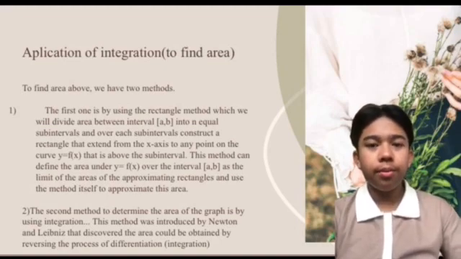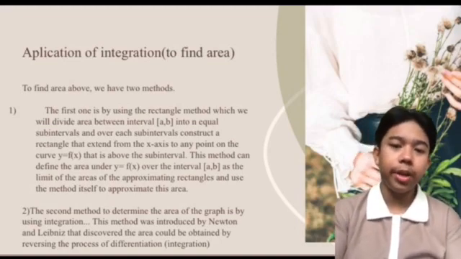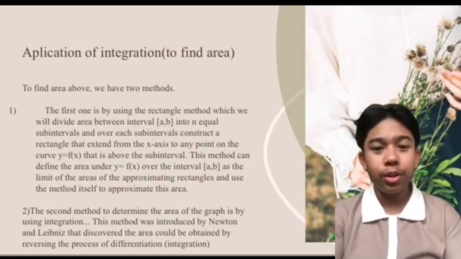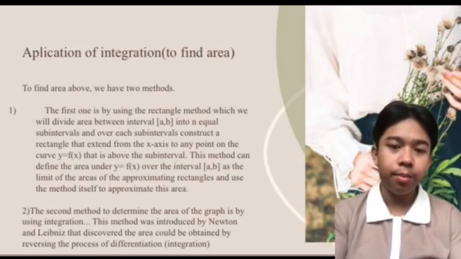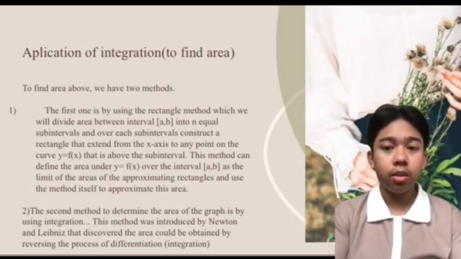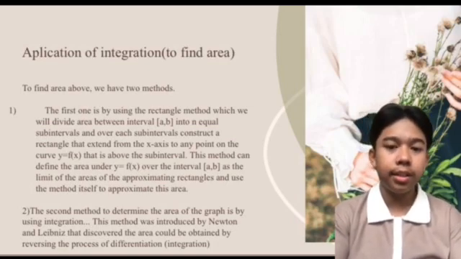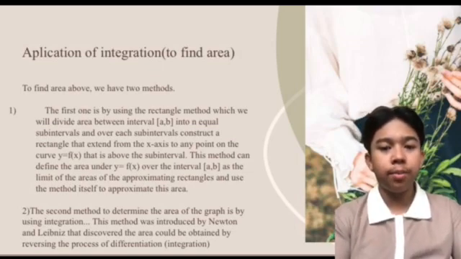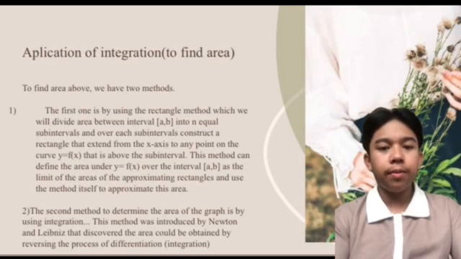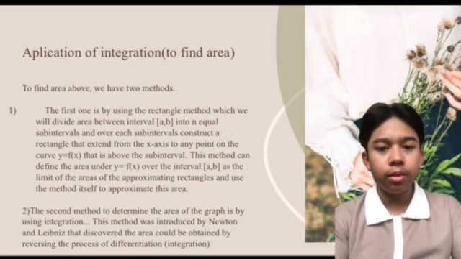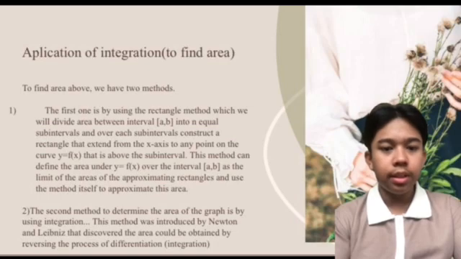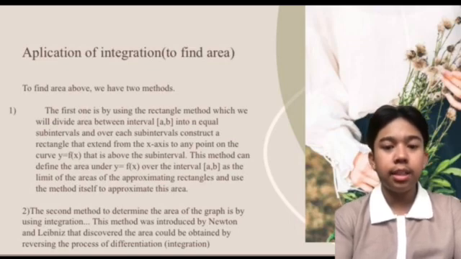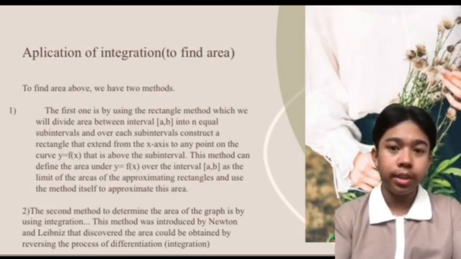To find area, we have 2 methods. The first one is by using the rectangle method, which we will divide the area between interval A, B into n equal subintervals, and over each subinterval, construct a rectangle that extends from the x-axis to any point on the curve y equals f(x) that is above the subinterval. This method defines the area under y equals f(x) over the interval AB as the limit of the areas of the approximating rectangles, and uses the method itself to approximate this area.